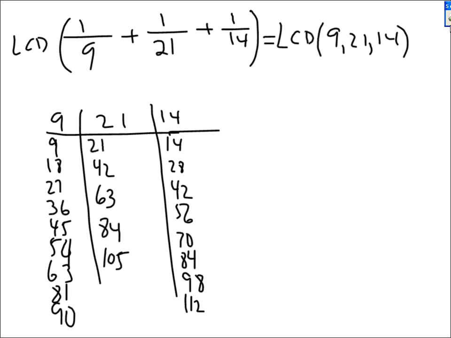Well, let's see. I see 42 is common, but it's not in the 9 times table. You would actually have to go out further. 90, 99, 108, 117, 126, 135, 144. Let's see if that's far enough.